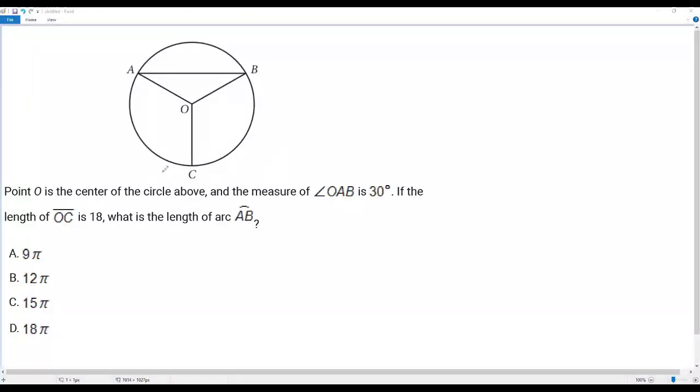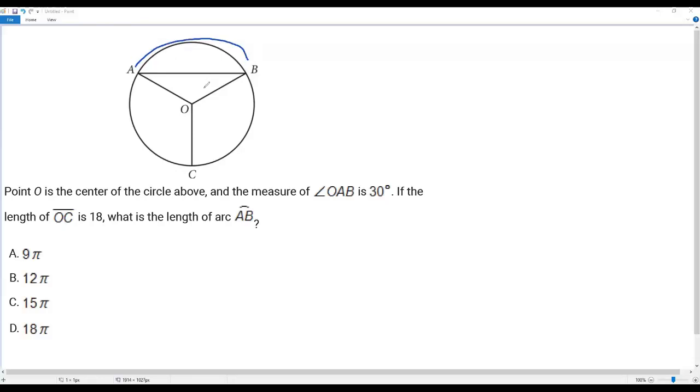Here we have a SAT math question. There is a figure given over here. Point O is the center of the circle above and the measure of angle OAB is 30 degrees. If the length of the segment OC is 18, what is the length of arc AB? So they are asking us to find the length of this arc AB.